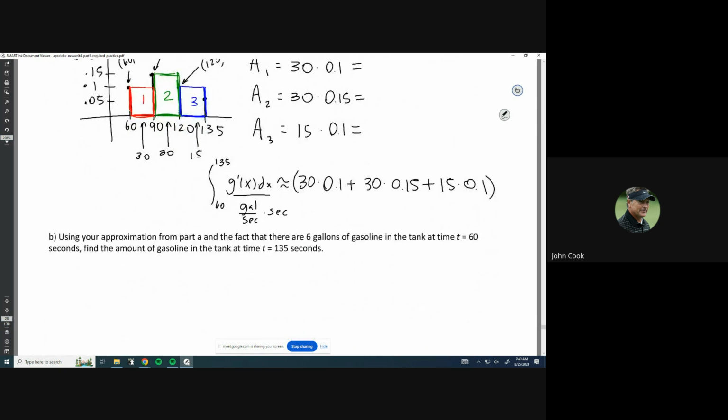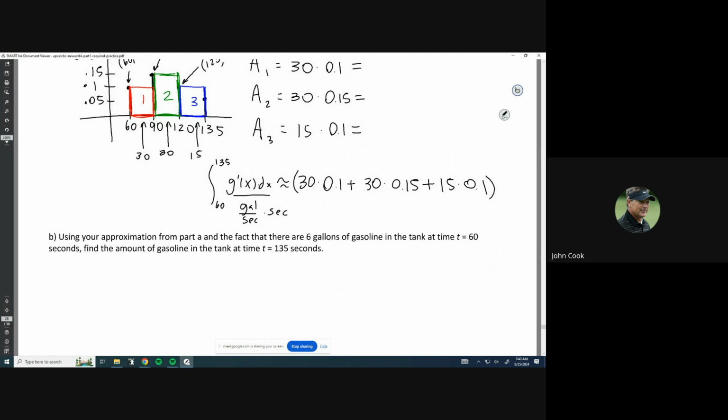Since what the integral symbol does is it's a summation of a bunch of values. It adds up a bunch of these areas, right? This is the area unit right here. So think about it as adding up a bunch of these, gallons per second times seconds.